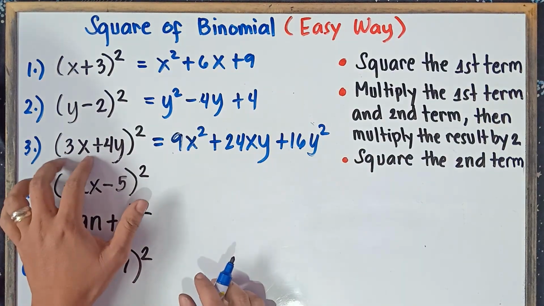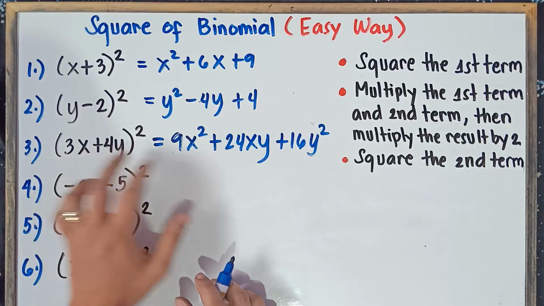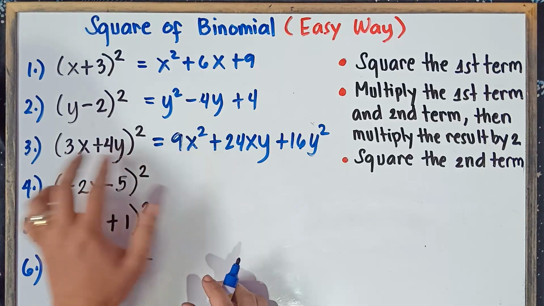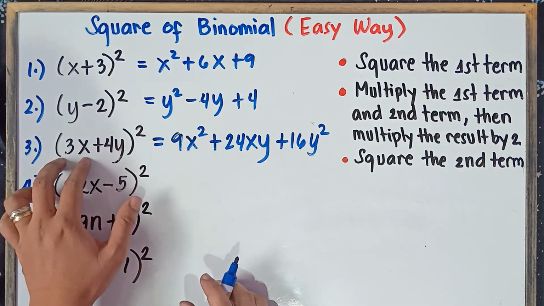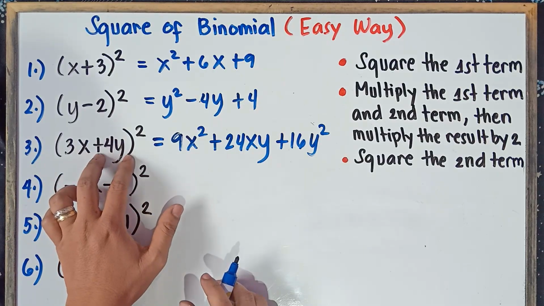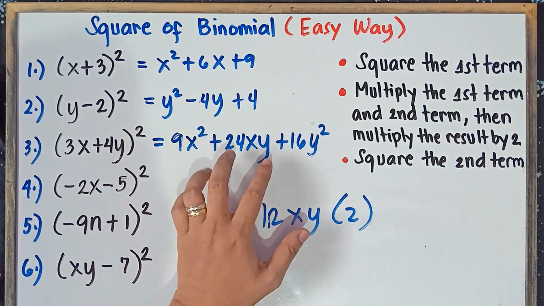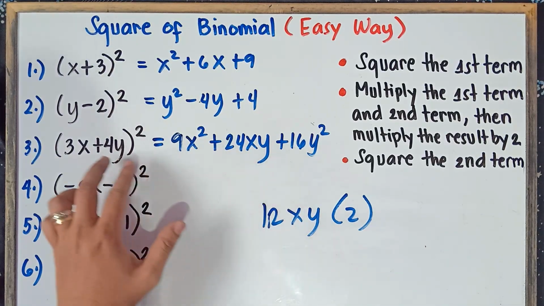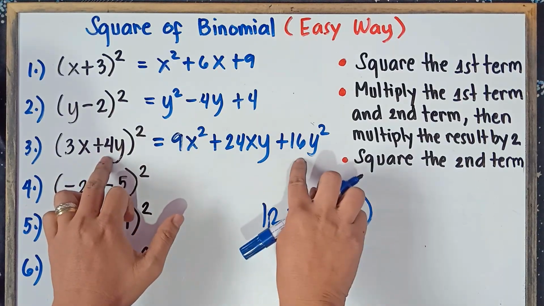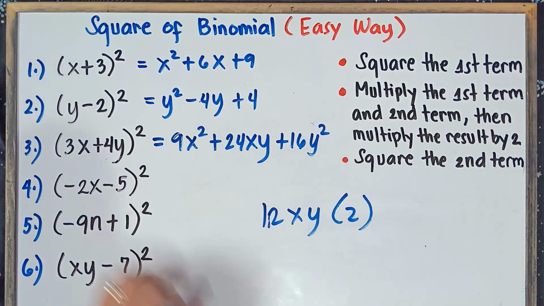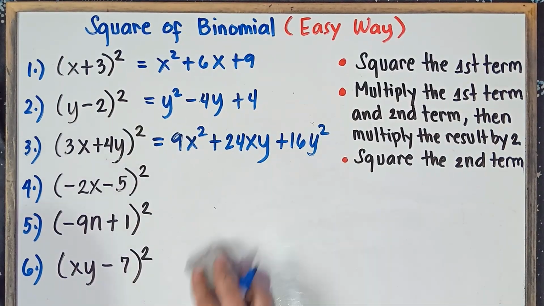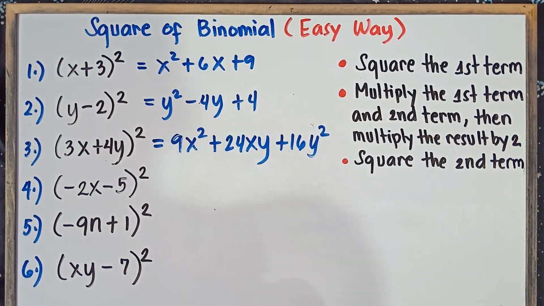Once again, class, you square the first term. 3x times 3x. Our answer is 9x squared. You multiply the first term and second term. 3x times 4y, that would be 12xy. And then you double your answer. You multiply it by 2. 12xy times 2, of course, that would be 24xy. And then you square the second term. 4 times 4 is 16. Y times y, that would be y squared. All set, class, with regards to example number 3.